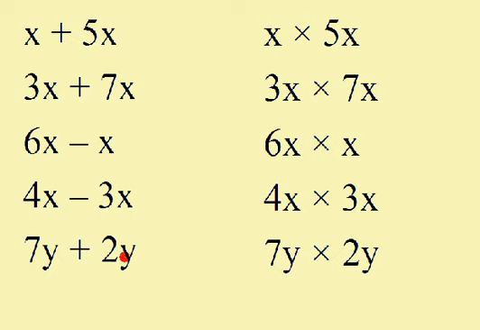7y plus 2y would be 9y. X times 5x would be 5x squared. 3x times 7x, I would do 3 times 7, which is 21, and x times x is x squared, so it would be 21x squared. 6x times x would be 6x squared. 4x times 3x, I would do 4 times 3, which is 12. X times x is x squared, so it would be 12x squared. 7y times 2y, I would do 7 times 2, which is 14, and y times y, which is y squared, so it would be 14y squared.